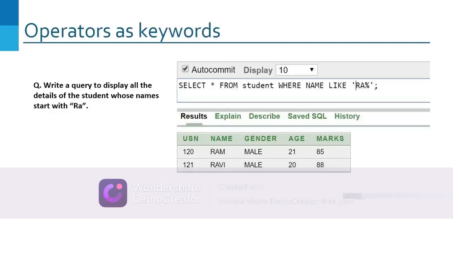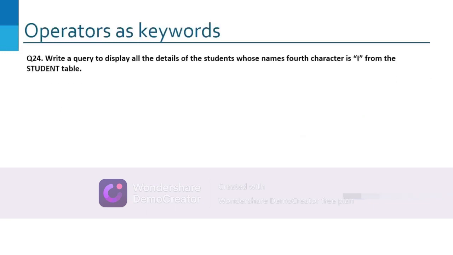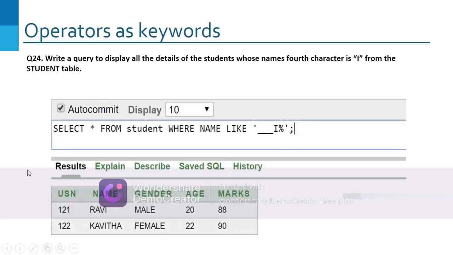So we have one character M in one name, and in another name we have VI, 2 characters, right? So more characters. Write a query to display all the details of the students whose name's fourth character is I from the student table. Only one character we need to find, so we need to use underscore. So select star from student where name like. Now we need to account for the previous 3 characters, and we know the fourth character is I, right? So we'll use 3 underscores and then I. Why 3 underscores?